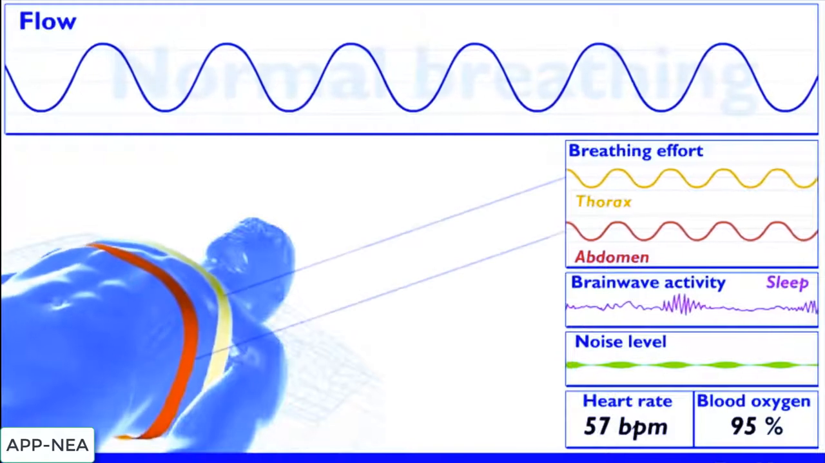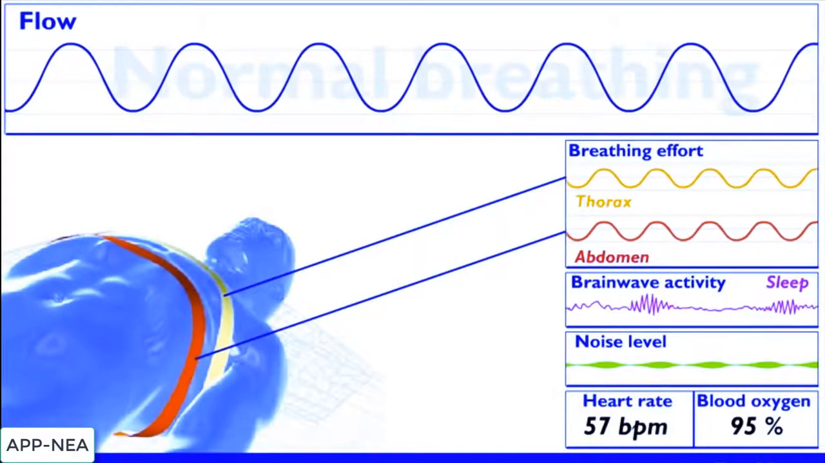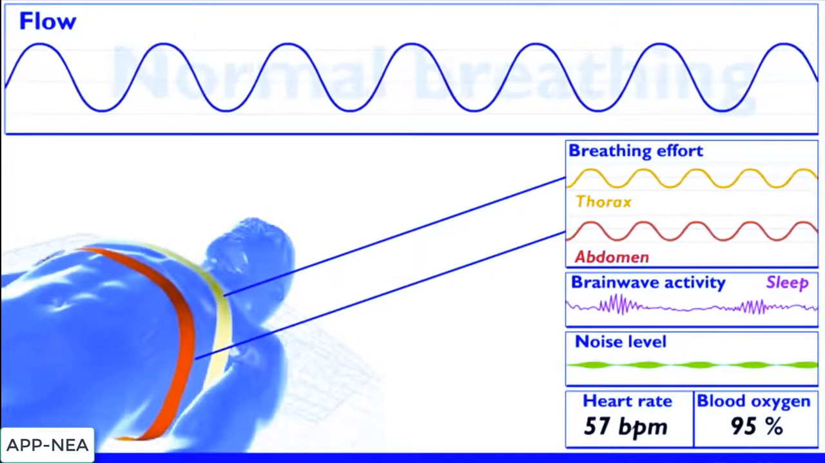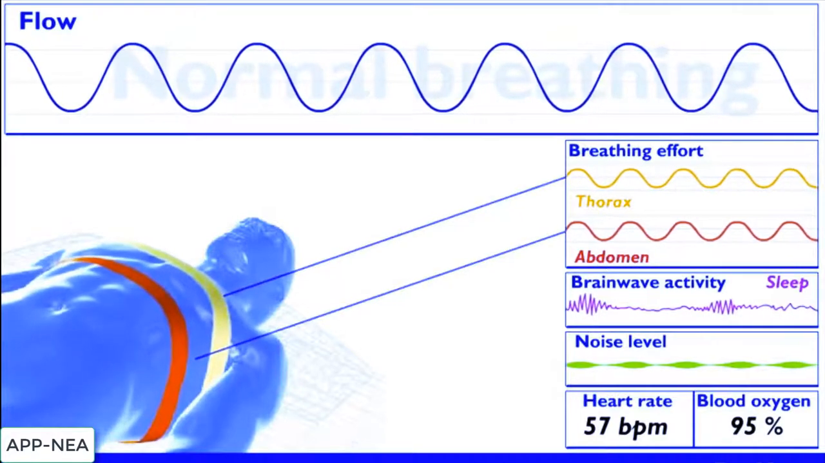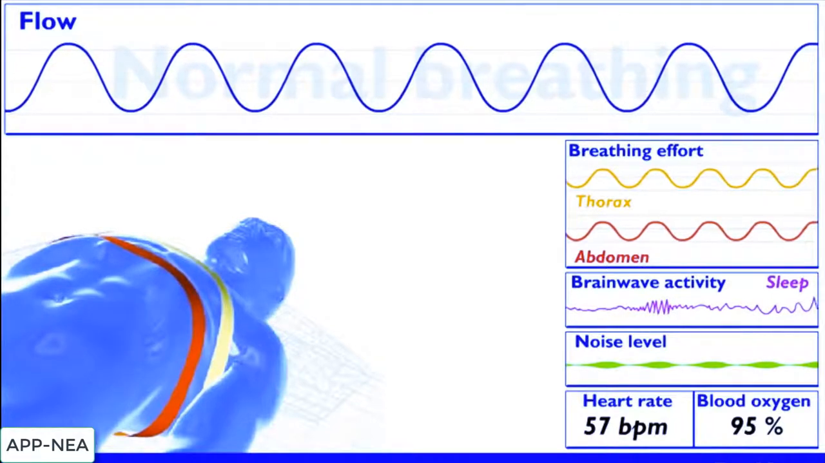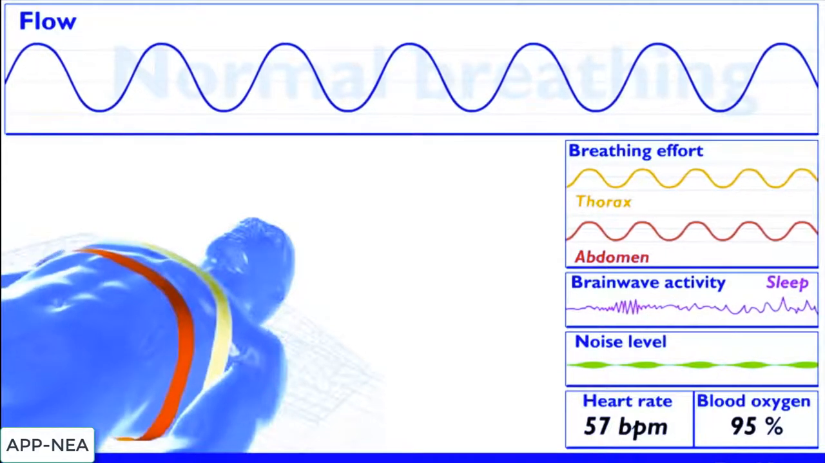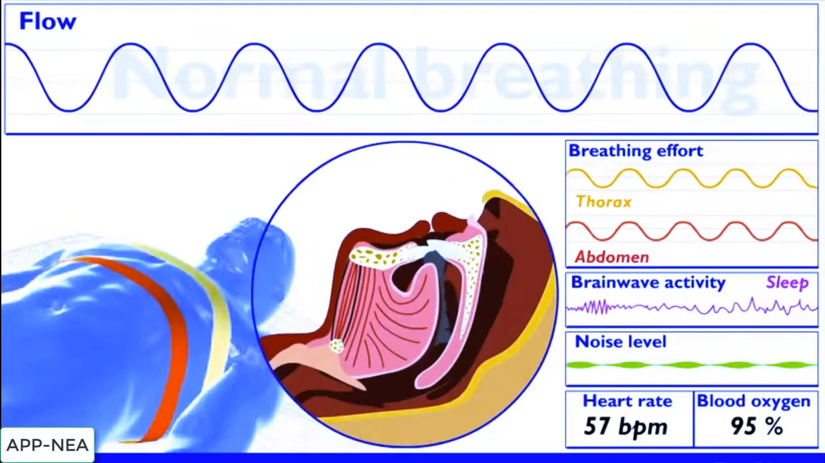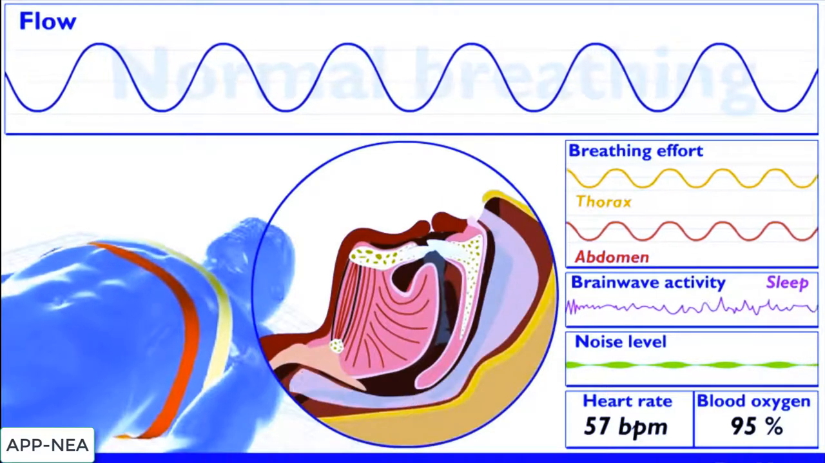But first, let's take a closer look at normal breathing. Normal breathing during sleep occurs in a familiar, regular cycle. Its characteristics can be monitored in a sleep clinic. The technician usually attaches various sensors to the body.